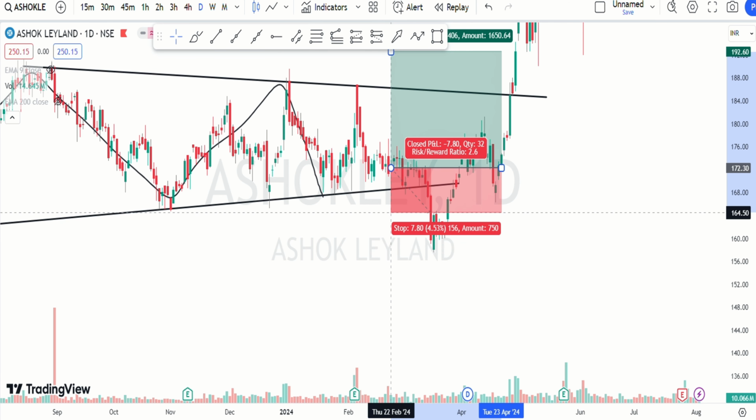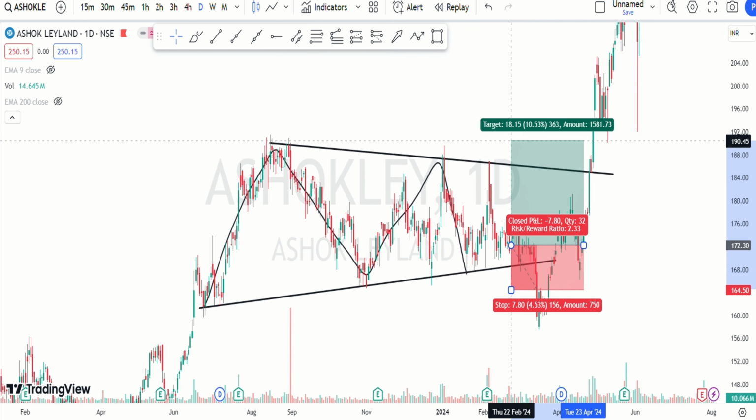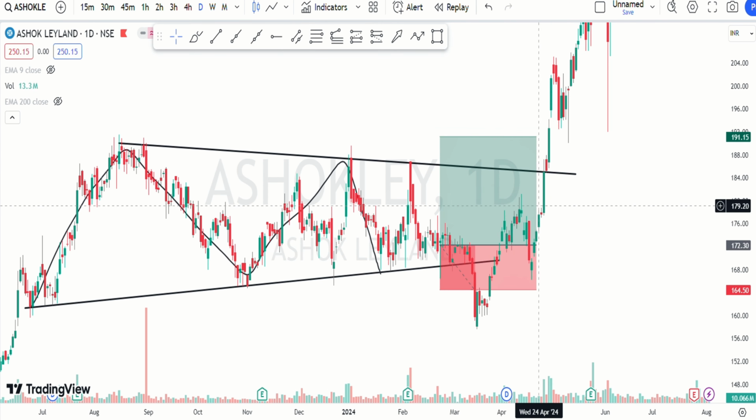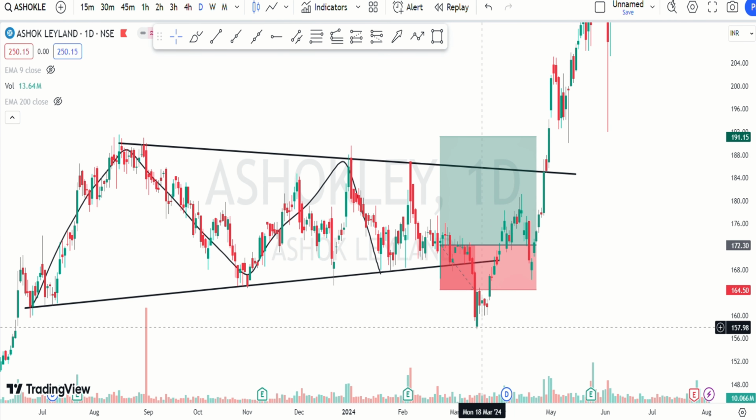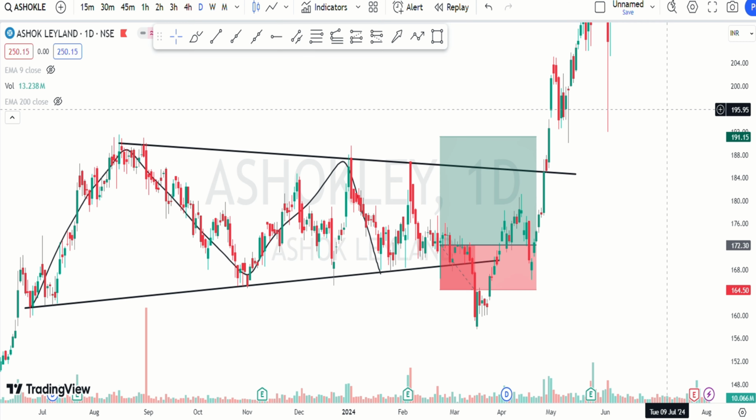My stop was exactly at this place. My target was here at this place. And the stock hit my stop loss. And then the stock went up, right? So that's the next thing.